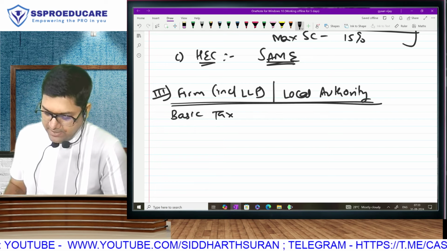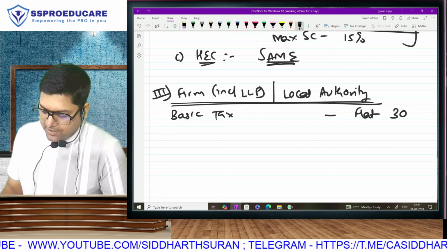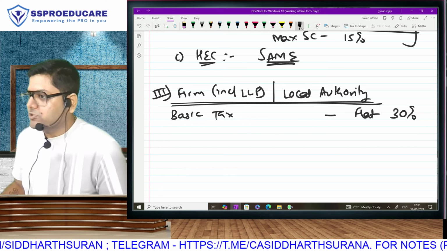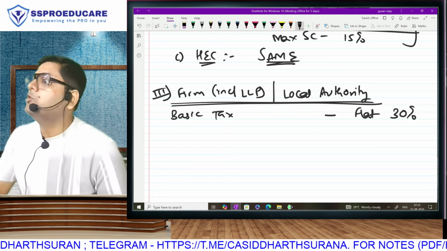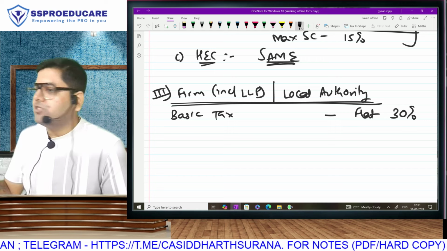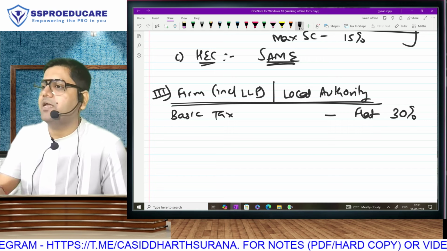Basic tax for partnership firms is a flat rate of 30%. Sir, they don't have slabs. Companies and firms don't have slabs. Flat rate. Every rupee will be taxable at 30%. So supposing you and I have 1 lakh income, no tax. Why, sir? Below basic exemption. But a firm will have 30,000 rupees tax. 10,000 income, 3,000 tax. 1,000 income, 300 rupees tax. 10 rupees income, 3 rupees tax.